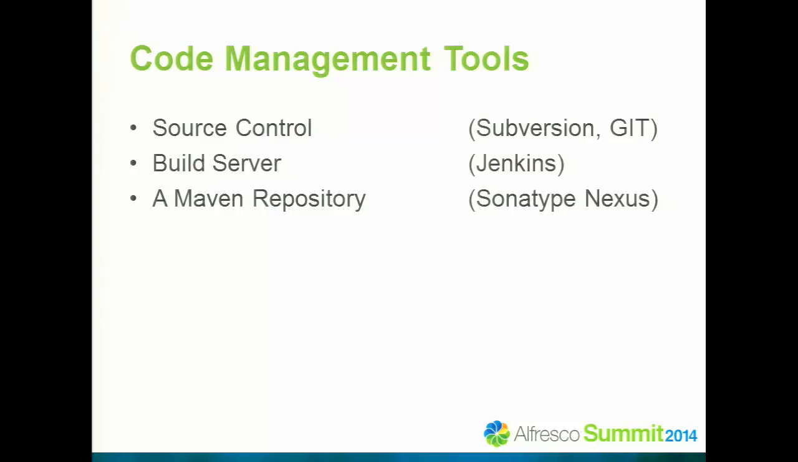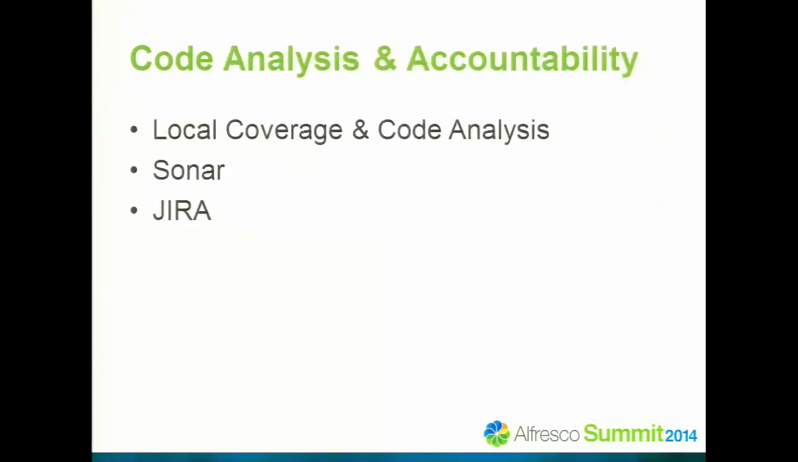Every dev team needs source control. You need some kind of build server. You need to be able to continuously build and integrate and run your tests. You need to have something like a Maven repository to handle your dependencies a lot easier so you don't have to worry about it. It helps you go from project to project and onboard developers easier.